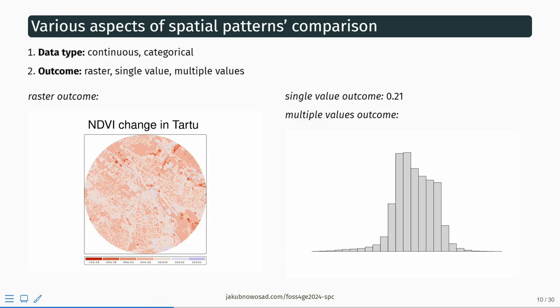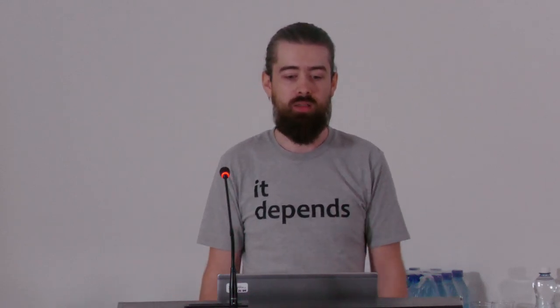Then we also need to think about the outcome of our comparison. Here I thought about three basic outcomes. One outcome, probably the nicest visually, is the raster outcome. So we compare two years, 2018 and 2023, and at the end we get a map. Second option is the single value outcome. We compare the same area, and at the end we get one value that describes how those patterns compare to each other. And the last option is the multiple value outcome. So we get a series of values describing the change, hopefully fewer values than we have cells in our rasters.